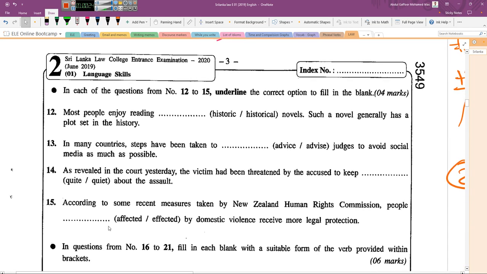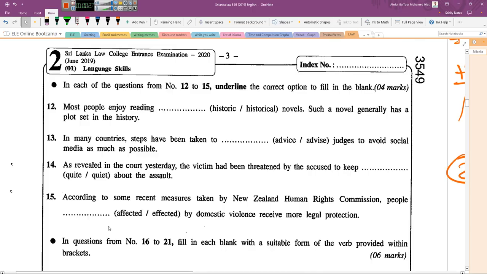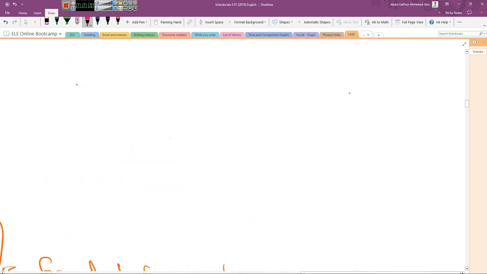The next one is 12 to 15. In each of the questions from number 12 to 15, underline the correct option to fill in the blank, right? So they don't want you to write down the correct answer in the space provided. They are just expecting you to underline, right? Most people enjoy reading historic or historical novels, right? So historical novel is the correct answer. Now we will try to understand the differences between historic and historical. Okay. Which word? Whether historic or historical.